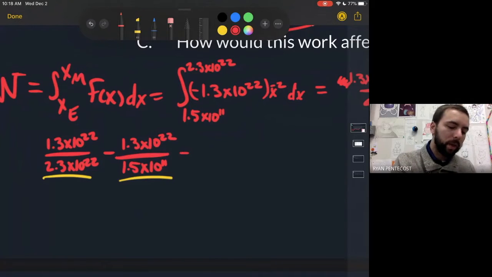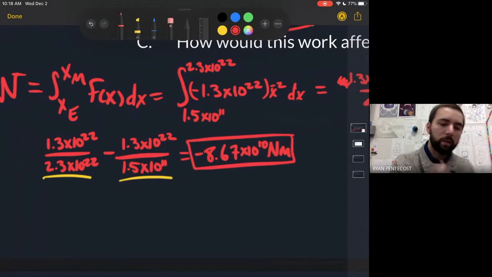And when you put that in a calculator, it all comes out to negative 8.67 times 10 to the 10 newton meters. That is how much work is being done against the probe as it goes from Earth to Mars.